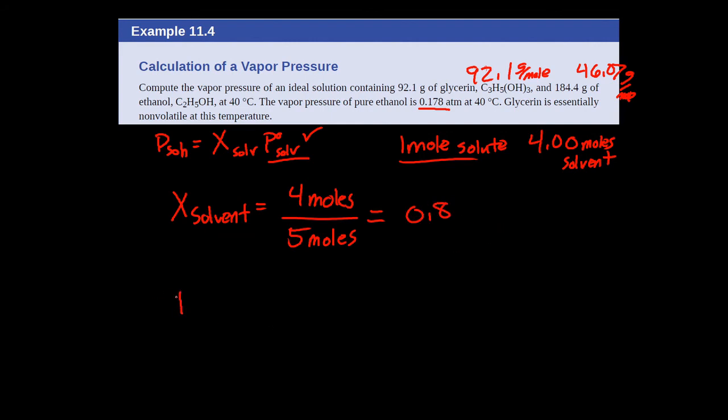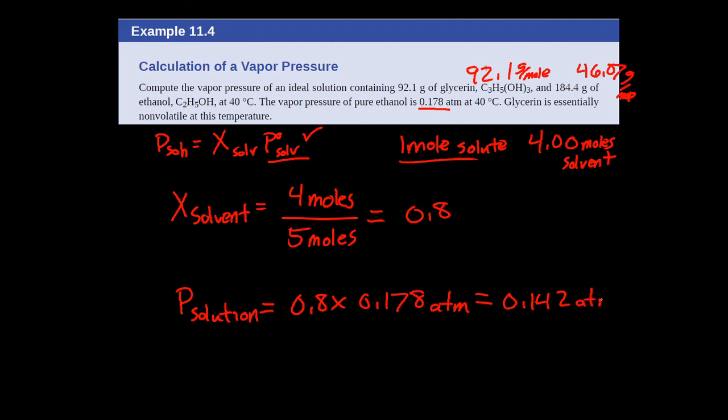And so to get the vapor pressure of our solution, that would be 0.8 times 0.178, which is 0.142. Let's see, I really should only have 3 sig figs there, so we'll just leave it at 0.142 atmospheres. Which is a pretty significant decrease. Like, it's not 50% or anything like that, but that is not a tiny decrease in the vapor pressure for our solution.